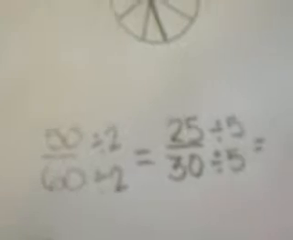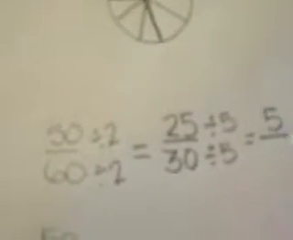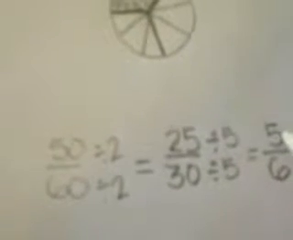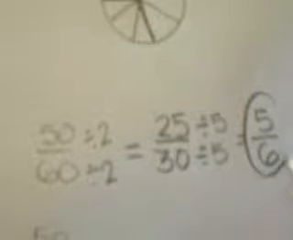So 50 divided by 2 is 25. 60 divided by 2 is 30. Now I'm going to check my answer. I have 25 over 30. I can divide both of those by 5. 25 divided by 5 is 5. 30 divided by 5 is 6. I can't divide 5 and 6 by the same number, so my final answer is 5/6.